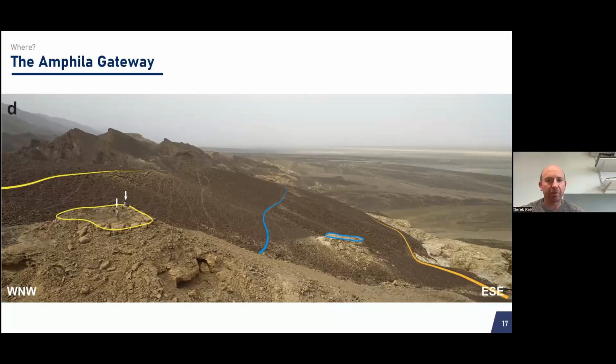Any other questions from the audience? I do have a question about what this Amphila gateway is like geologically. Do you think it's a fault, like a cross-rift fault, or why? That's a very interesting question. Maybe I'll go back to the geological map. That's maybe the best.